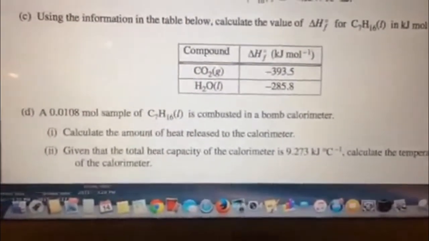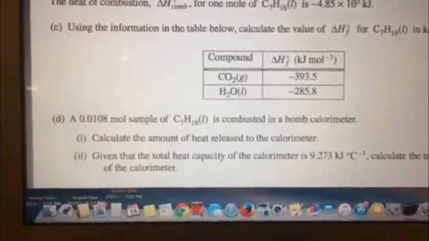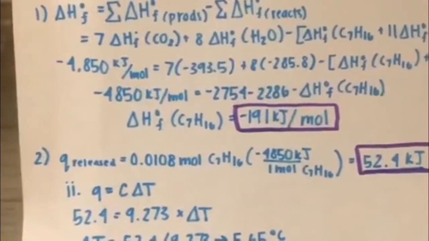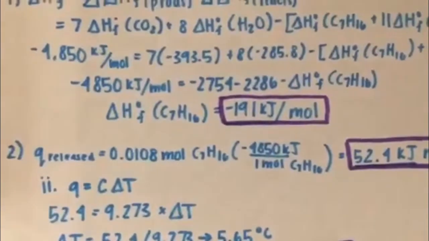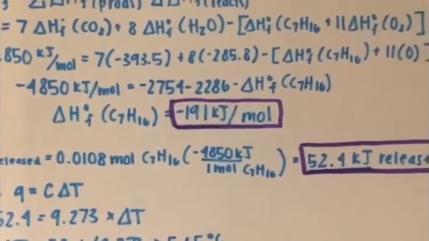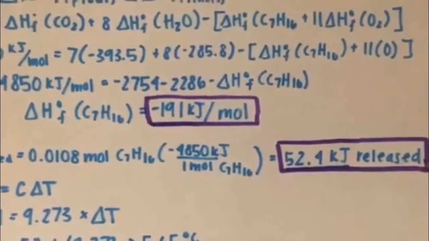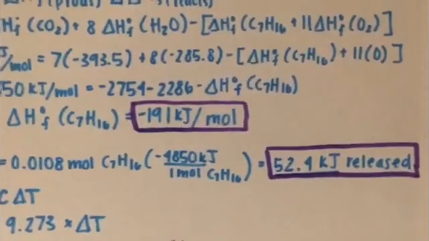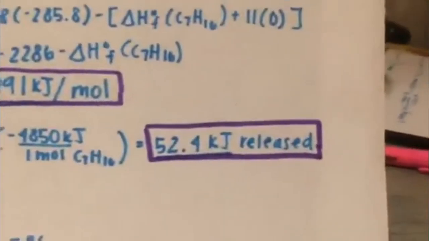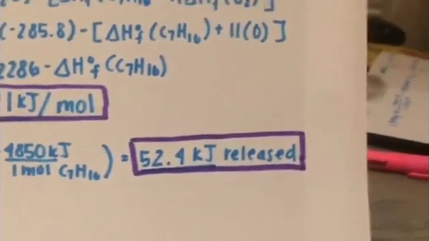You have to calculate the amount of heat released to the calorimeter, and so for this you solve it by doing the heat released is equal to 0.0108 moles of C7H16 divided by 1 mole of C7H16 times negative 4,850 kilojoules, which is equal to 52.4 kilojoules released.